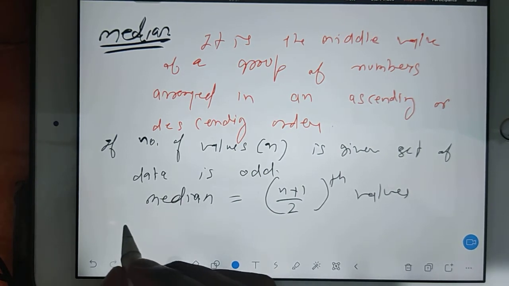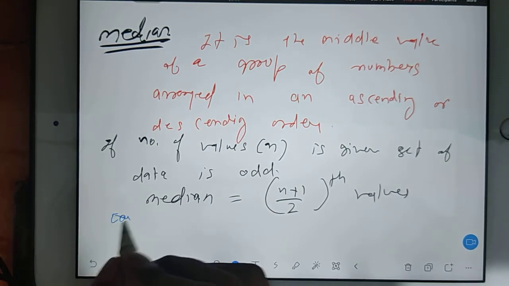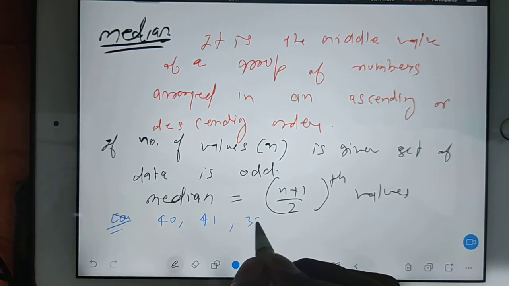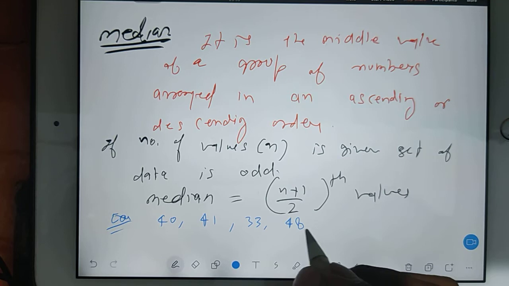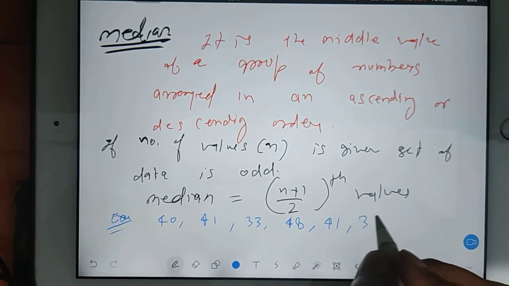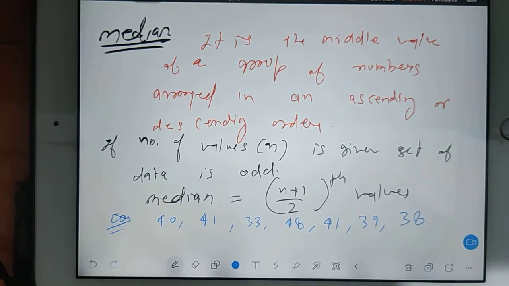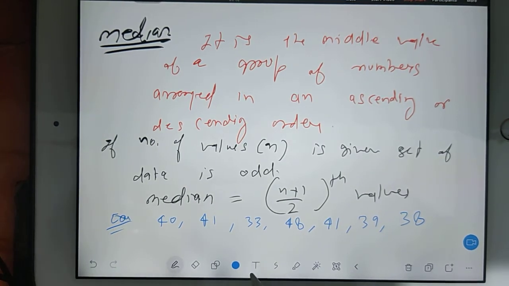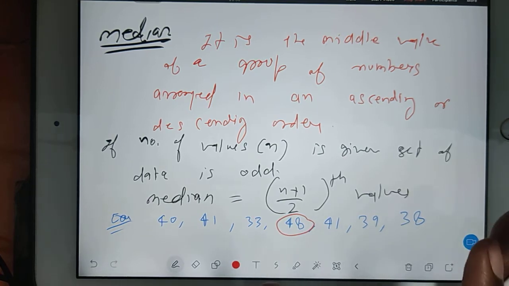we can go for one example. Suppose 40, 41, 33, 48 and 41 and 39 and 38. Now see, in this given data, we have to find out what is the median. So median is not simply the middle value. No, median is not simply the middle value.